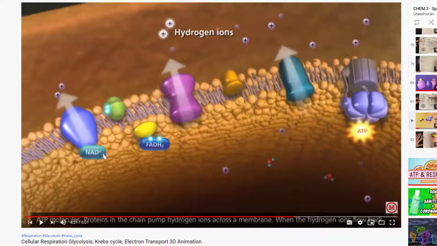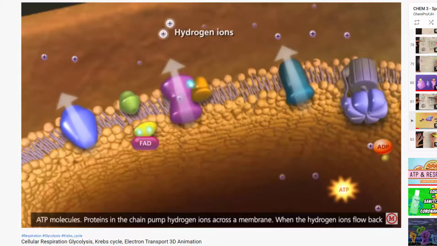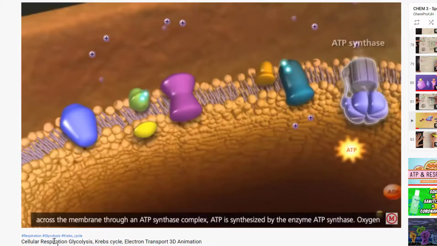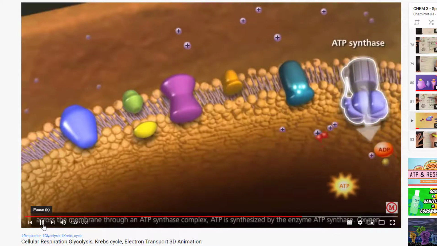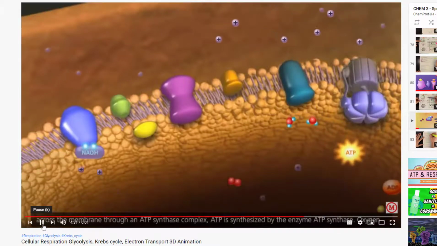So do you see how the NADH came up, and the little bright spots, those are my electrons, and then the H+, the protons, move into this intermembrane space. So my H that comes in is basically 2 pieces. It's an electron that's going to move through, and it's an H+ that gets pumped across the membrane here. As we continue, when the hydrogen ions flow back across the membrane through an ATP synthase complex, ATP is synthesized by the enzyme ATP synthase.